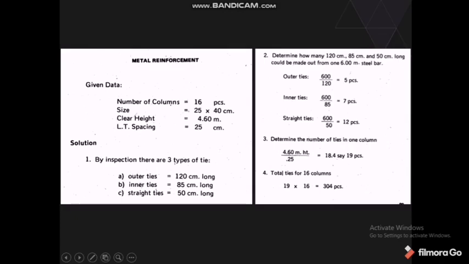Then next is to determine the number of ties in one column. So height is divided into the spacing. So height is approximately 4.6 meters and spacing is 25, and convert into meters, 0.25 meter, and that is 18.4, and rounded up, that is 19 pieces. For the total ties for 16 columns, so 19 pieces of ties is multiplied by 16, and that is 304 pieces.